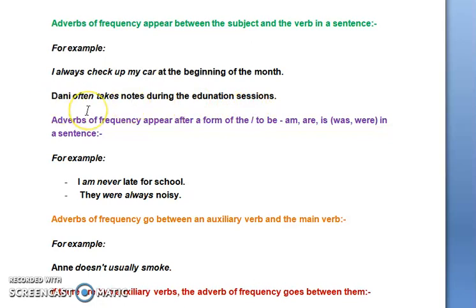يعني داني غالبا ما بياخد ملاحظاته من خلال جلسات دروسه. Check this please. Danny is the subject, often is the adverb, and takes is our verb. Okay. Second place or second position. Adverbs of frequency appear after a form of the to be.